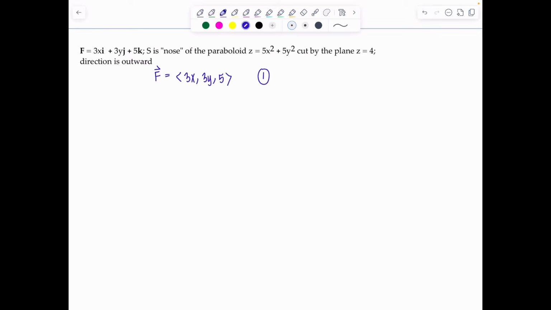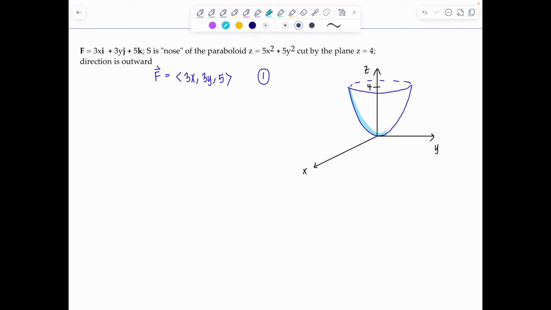Our surface is a paraboloid, 5x squared plus 5y squared, and it's being cut by the plane z equals 4. So it just looks like a bowl. X, Y, Z. I'll say that's z equals 4. That cut it right there. But it's open. We only have one surface in this problem. It's open. Okay, that's my surface.